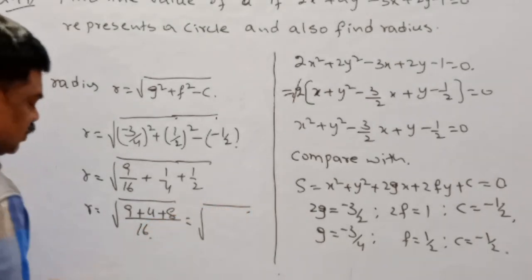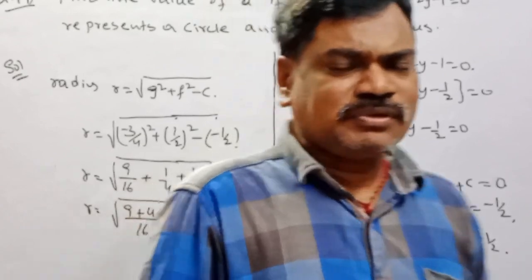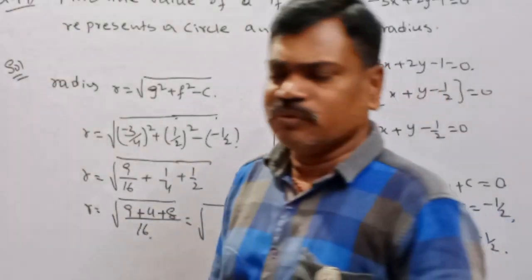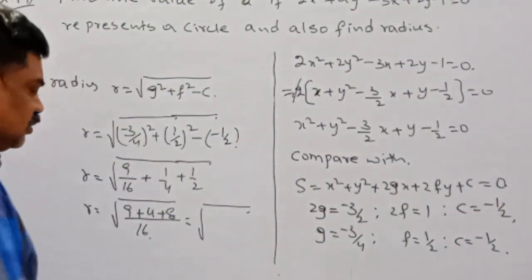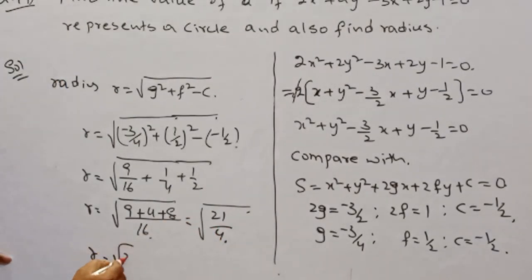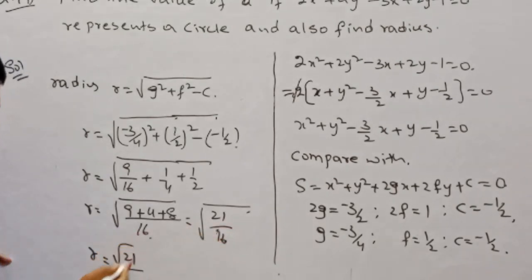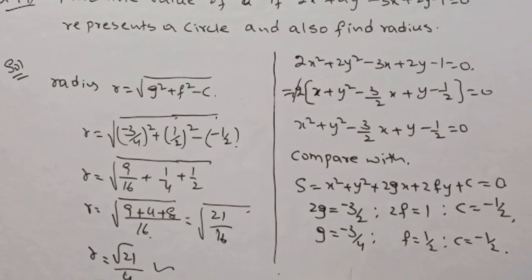This is root over 9 plus 4, 13. 13 plus 8, 21. So this is root 21 by root 16, which is root 21 by 4. So r, the radius of the given circle, is root 21 by 4. Okay, all of you, that's all.